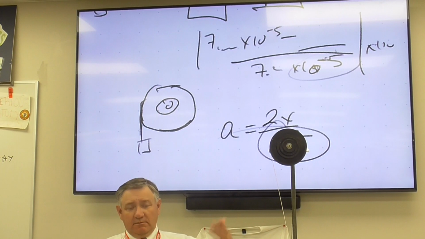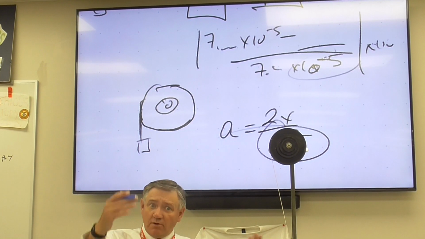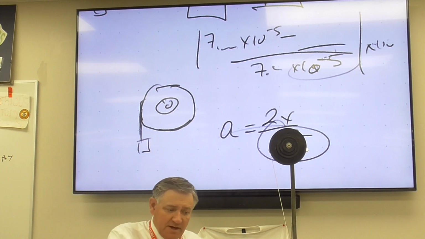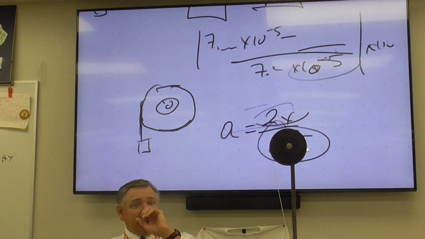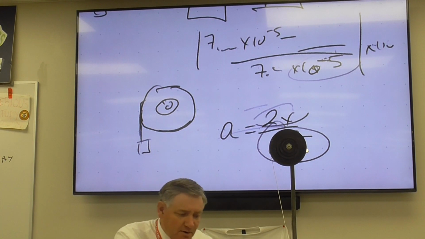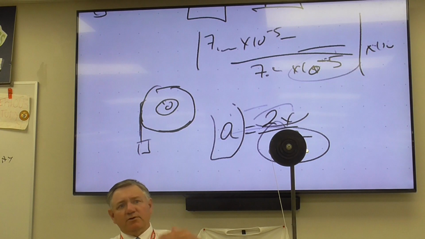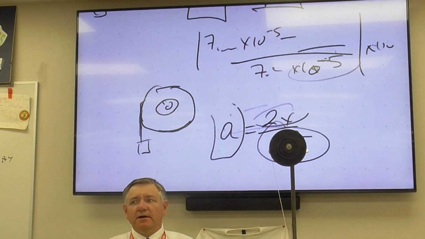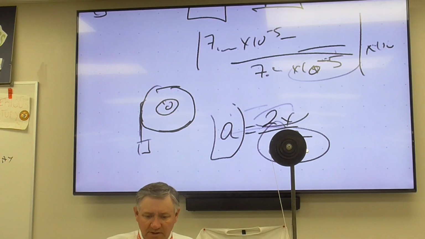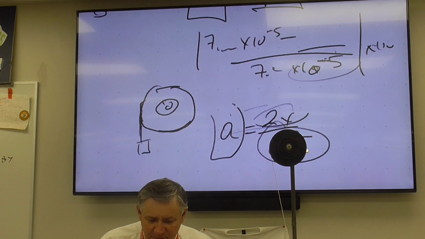Oh, it'll increase, right? Because it's going to take longer for it to fall. Okay, it's still going to fall the same distance, so if the time is bigger, what's going to happen to the value of a? Decrease. It's going to become less. Okay, then follow it through to the next step.